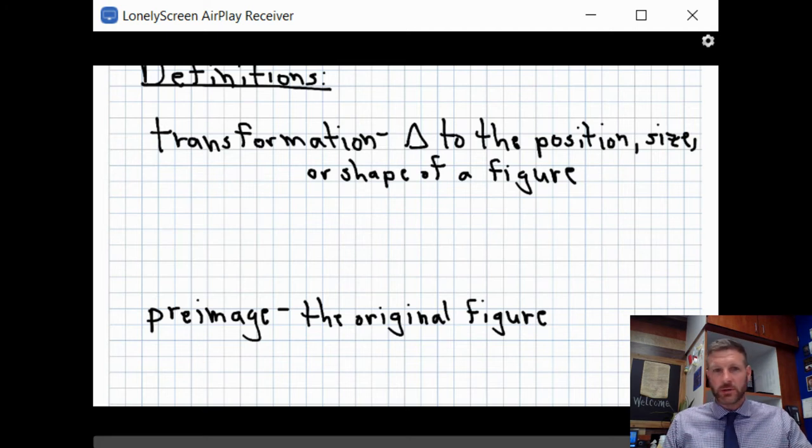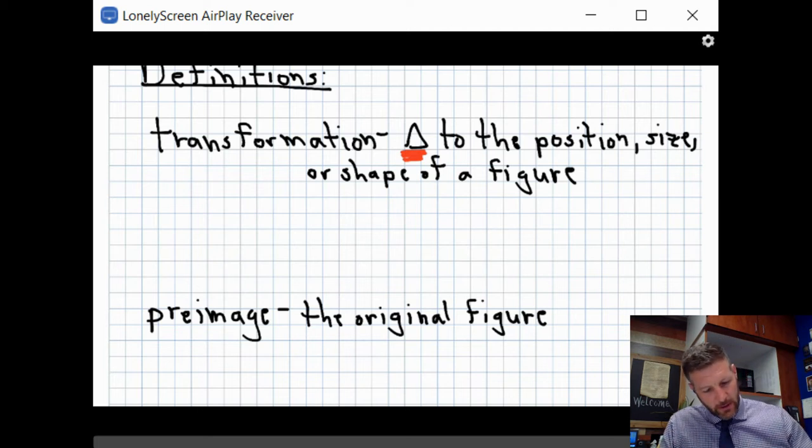So here we go. First definition is a transformation. That's the broadest thing we're talking about, and that is a change. I just wanted to highlight real quick, you see my definition here. Whenever I use the word change, we're going to start using a triangle. That's the Greek letter delta, which means to change. So rather than write out C-H-A-N-G-E, we've got just a triangle. So that means to change, or a change to the position, size, or shape of a figure.